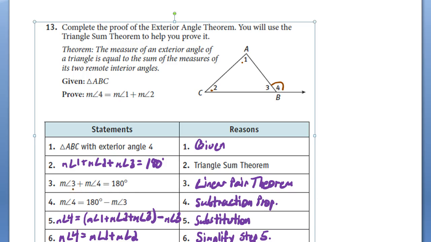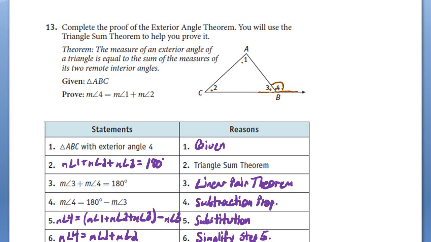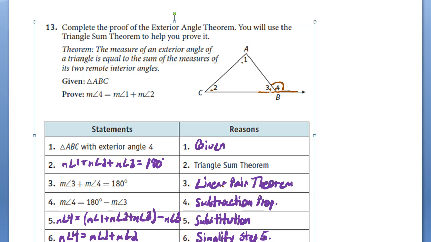Okay, next step. The measure of angle 3 plus the measure of angle 4 is 180 degrees. Why do we know that that angle plus that angle sitting side by side and creating that straight line is 180? Our reason is the linear pair theorem. That was something from early in the year. Two adjacent angles that create a straight line together are called a linear pair.